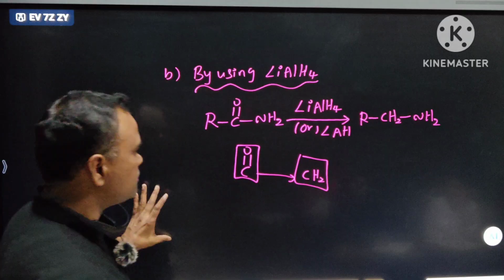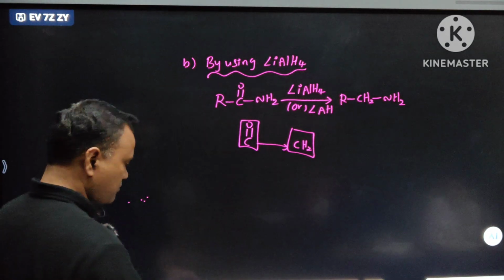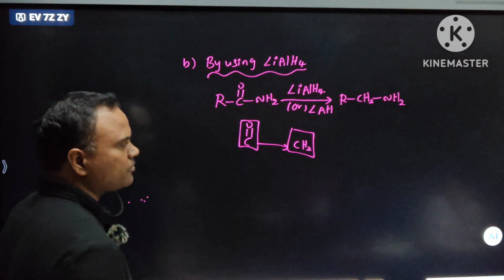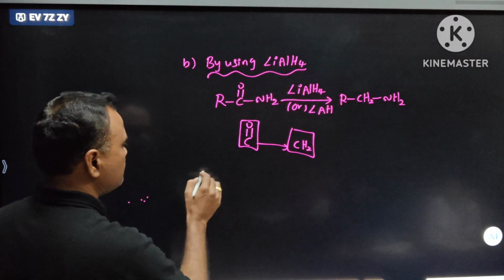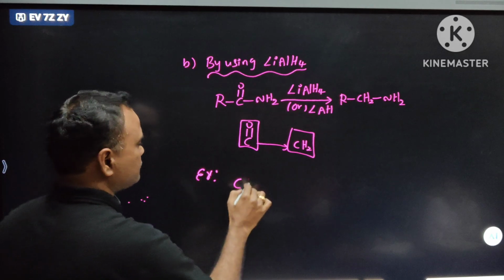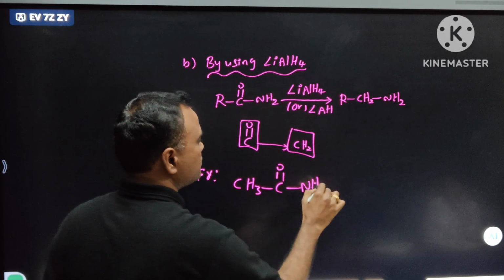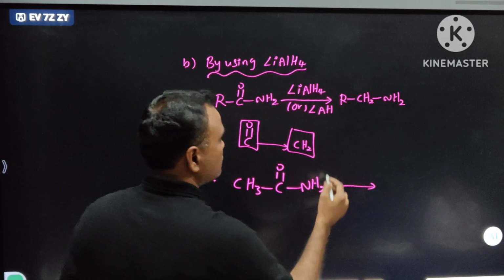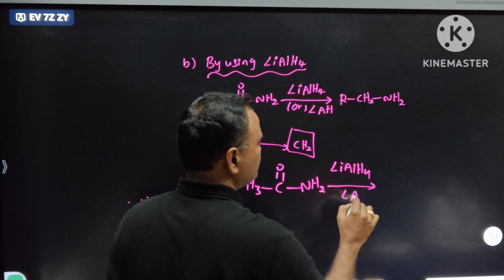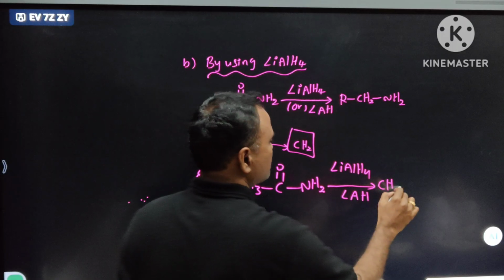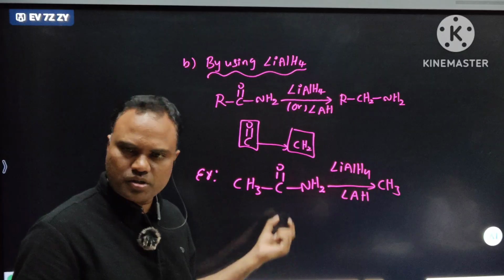Right? Or you can follow this shortcut mechanism. Remove C double bond O; in place of C double bond O, write CH2. One example: CH3, C double bond O, lithium aluminum hydride or LiAlH4. Remove the total C double bond O and put a CH2.